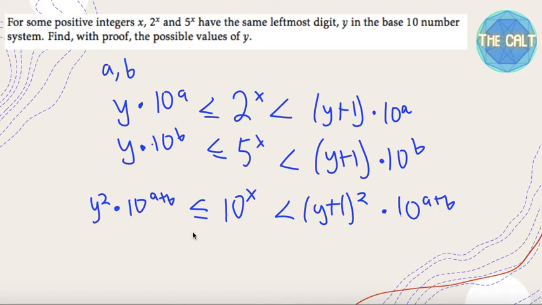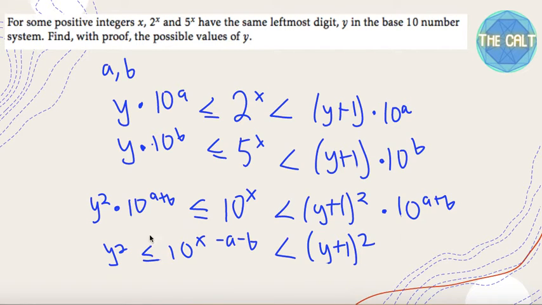So now that we have all of this, what should we do? Notice that if we divide the inequality by 10 to the power of a plus b, the leftmost part of the inequality and the rightmost become expressions with only one variable. So you get y squared is less than or equal to 10 to the x minus a minus b, which is less than y plus 1 squared. And how does this help? The reason this helps is that now we know that between y squared and y plus 1 squared, there has to be a power of 10.